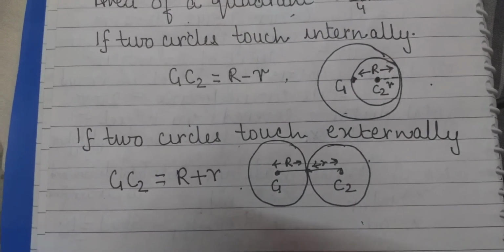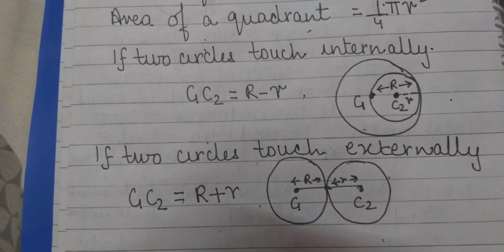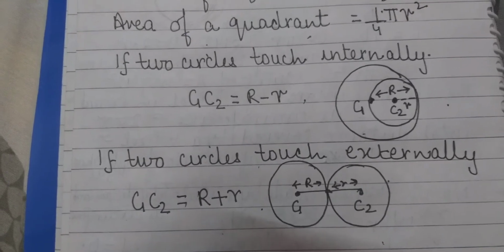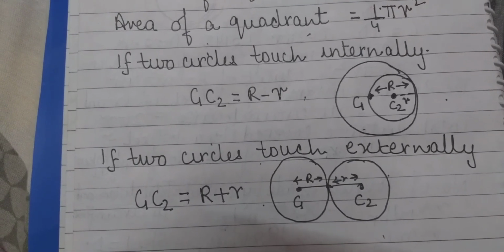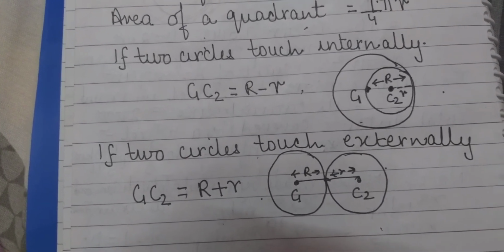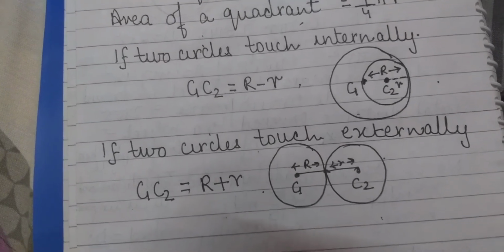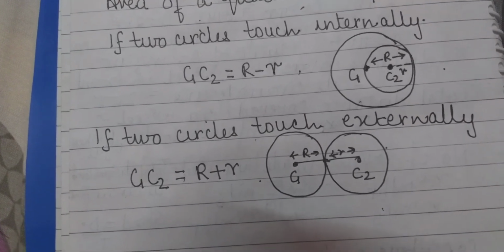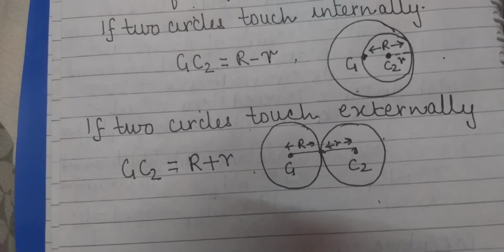So in today's lecture, I have only discussed the formulas of the circle, circumference, or in other words, perimeter, and the area of a circle, semicircle, quadrant.